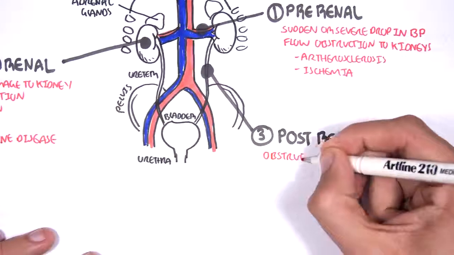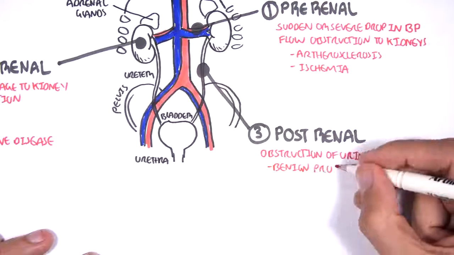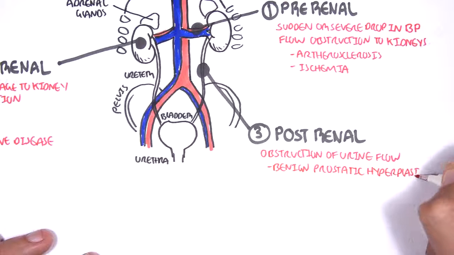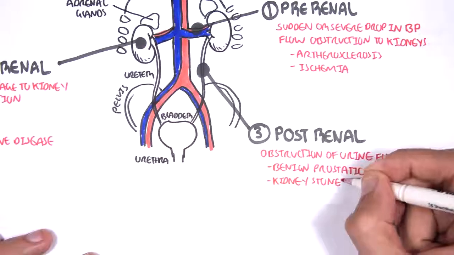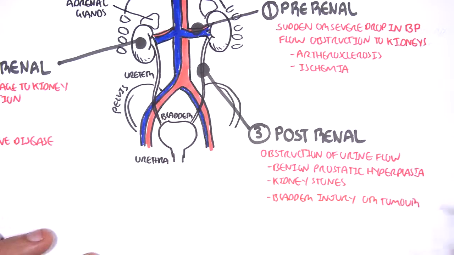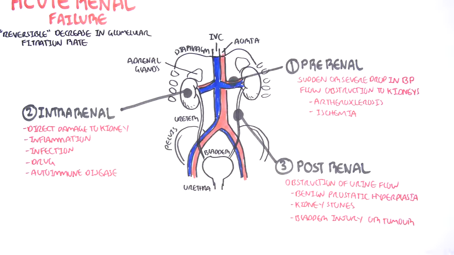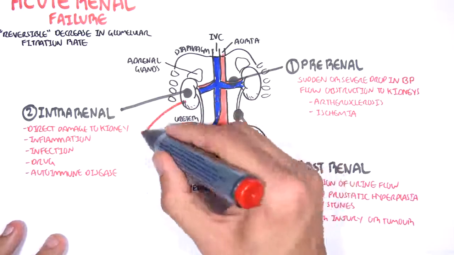And then the third one, the post-renal cause of acute renal failure, includes mainly an obstruction of urine flow. So this can be due to benign prostatic hyperplasia, kidney stones, as well as some form of bladder injury or tumor. Now we will mainly focus on intrarenal, which is the most common form of acute renal failure. So it's the most common cause.